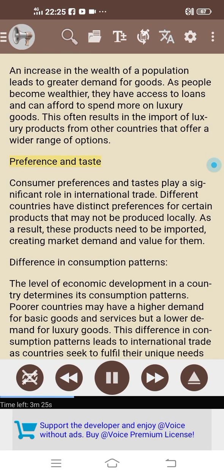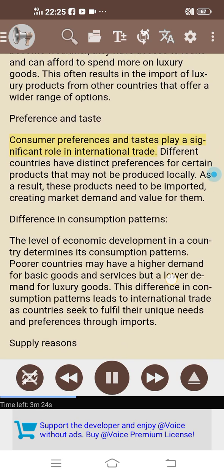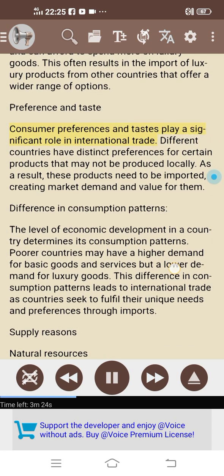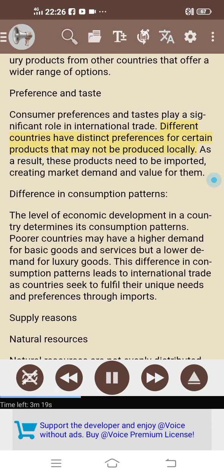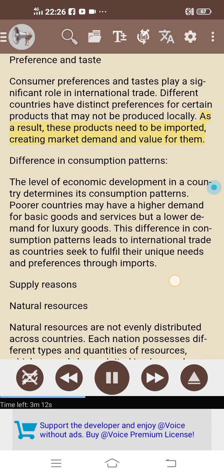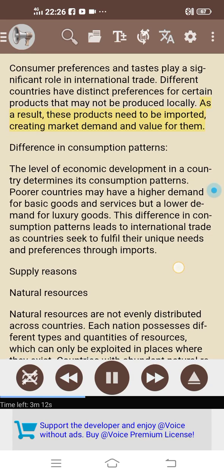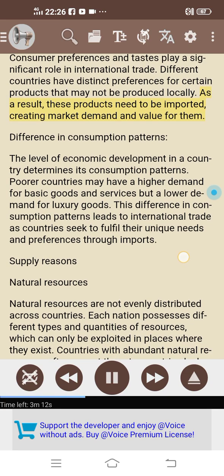Preference and taste. Consumer preferences and tastes play a significant role in international trade. Different countries have distinct preferences for certain products that may not be produced locally. As a result, these products need to be imported, creating market demand and value for them.